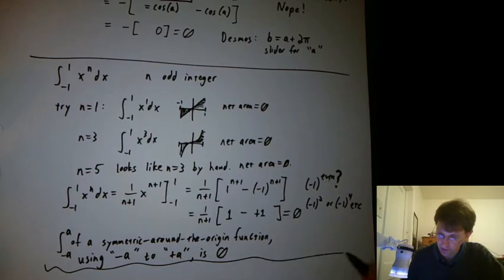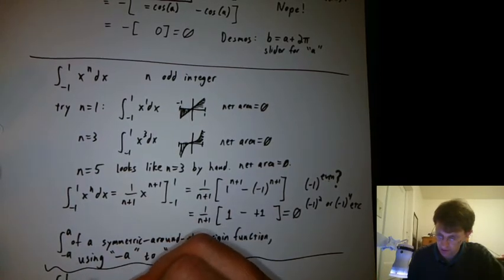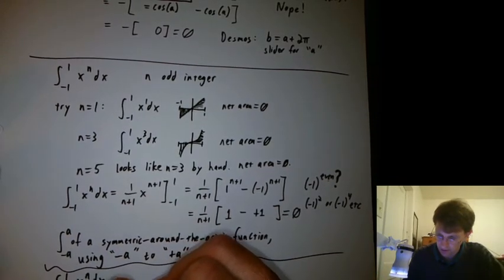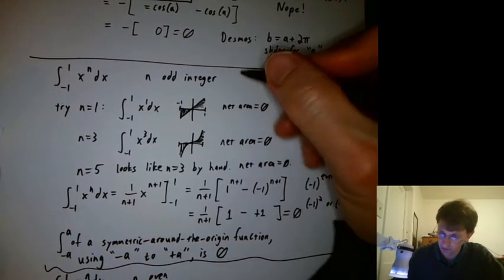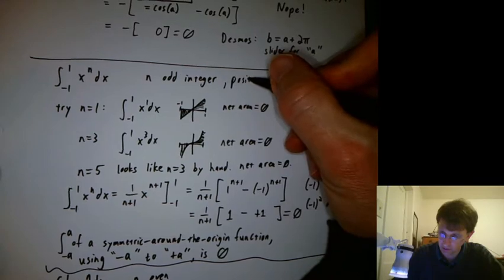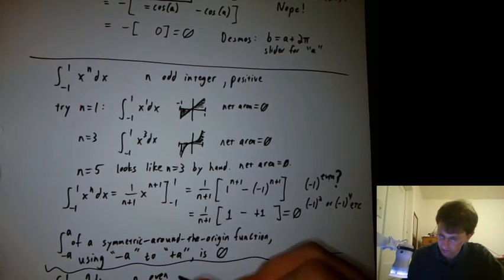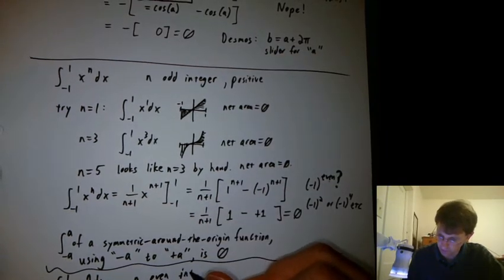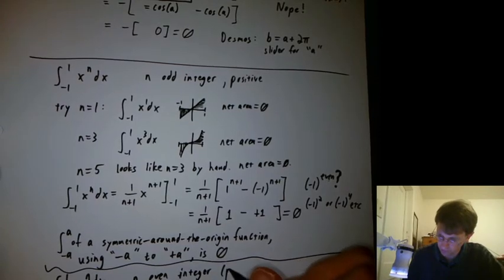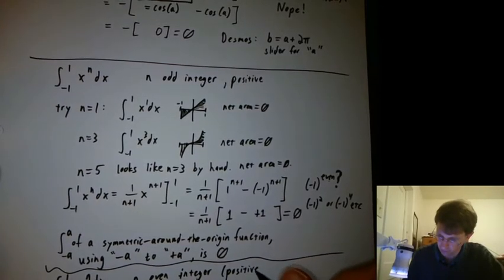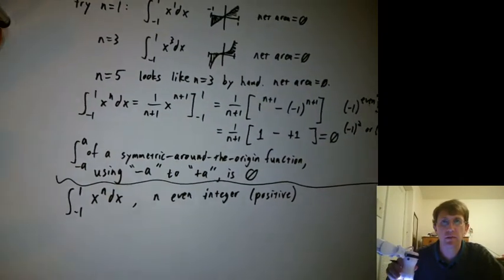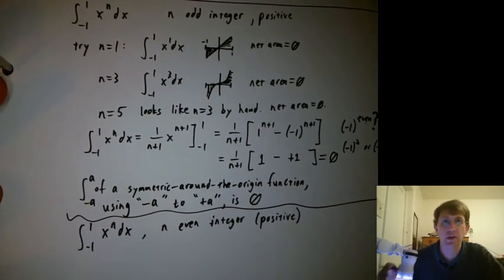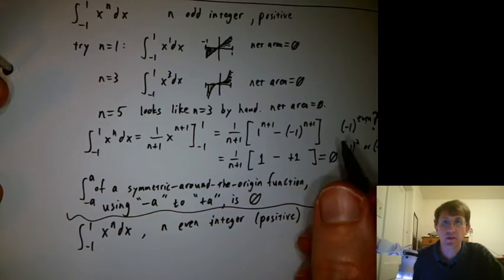Let's do a related thing. How about negative 1 to 1 x to the n dx, where n is an even integer. Oh, we have to say positive here too. Actually, we should think about that. Do we really need these integers to be positive, or does it keep working with negatives? That's an interesting story, I think.